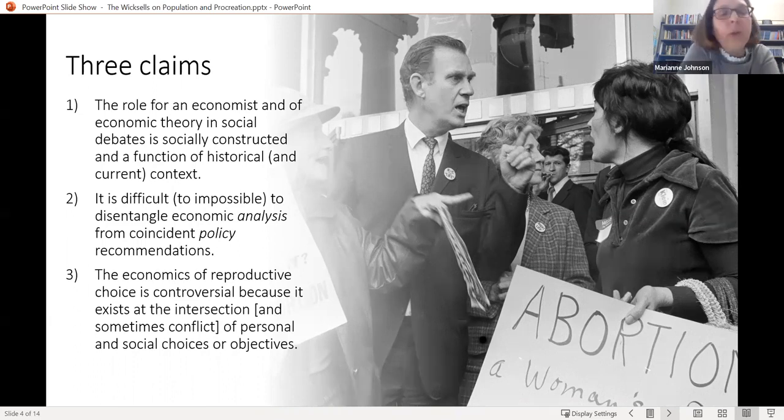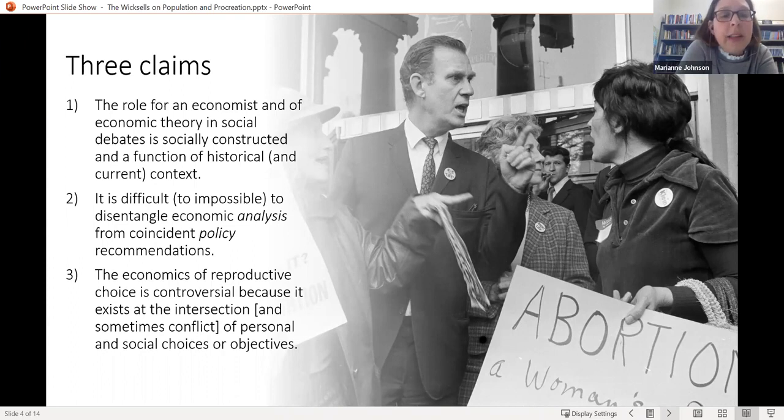The first one is that the role for the economist and for economic theories and social debates is socially constructed, and it's a function of historical and current cultural context. Right. So today, economists might be told to, in English, we would say, stay in your lane. Right. So economists do economics work. It is not our job to comment on social policy. That was not the case in Wicksell's time, and we'll see actually he was pushed to study economics to be a more knowledgeable commentator on population issues.